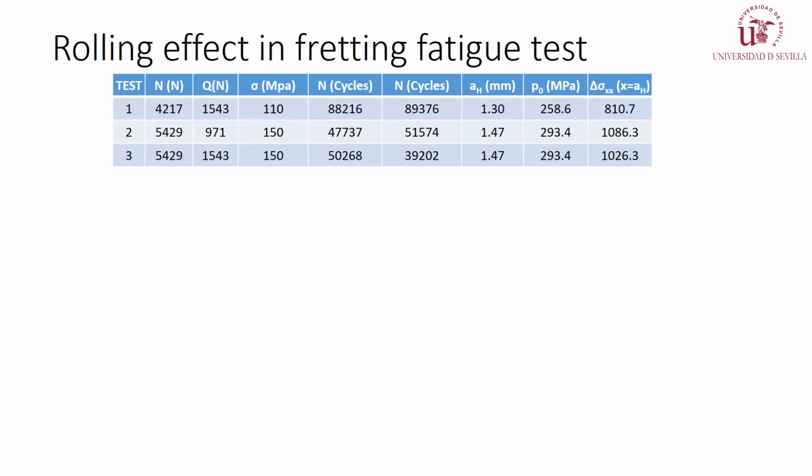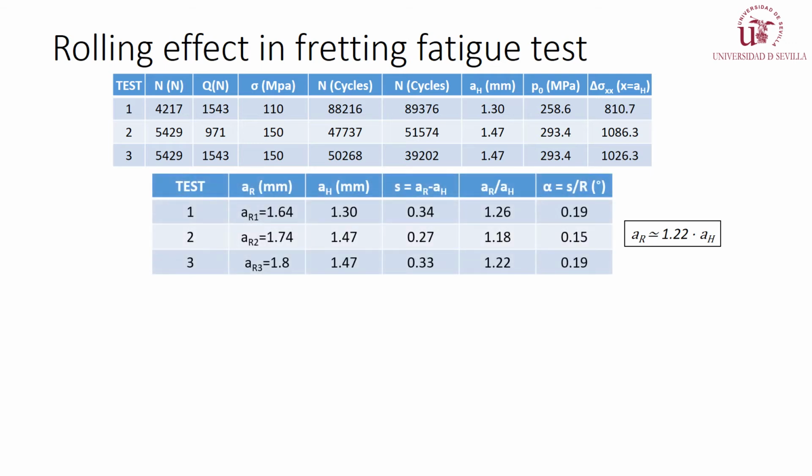On this slide, the information of the three tests analyzed is represented. The first table shows the values of the loads N, Q, and sigma of each test. This table also shows the life of the test, the theoretical semi-width, the theoretical pressure, and the range of the axial stress. The second table represents the measured experimental semi-width AR and the theoretical semi-width AH. You can see in the fifth column the ratio of AR divided by AH. The angles of rolling are calculated from the difference between both semi-widths and are shown in the sixth column.